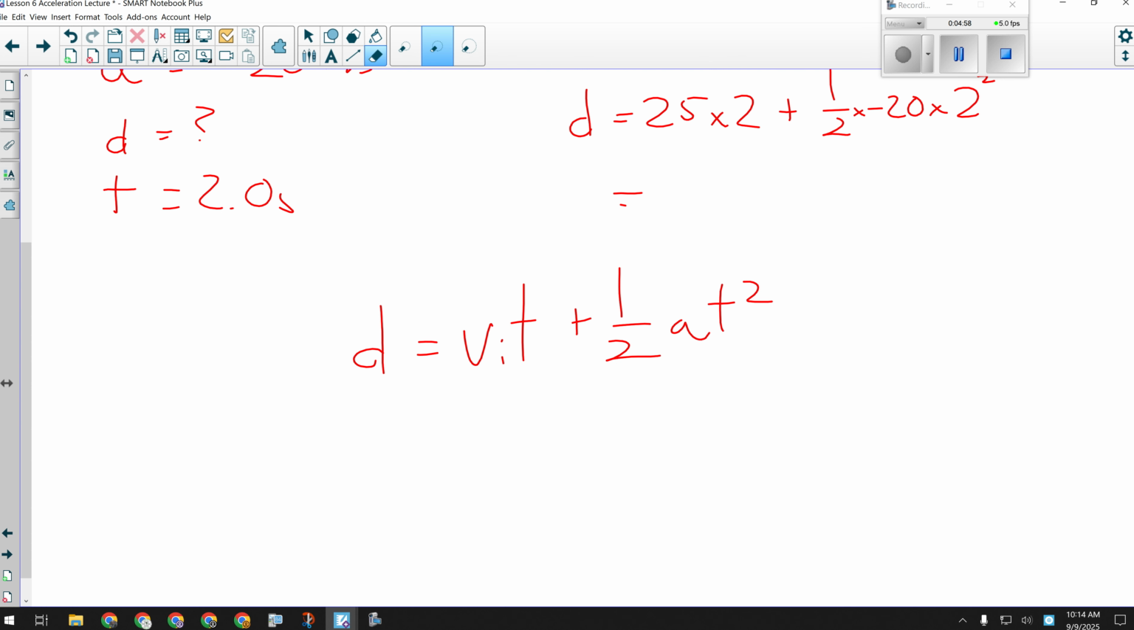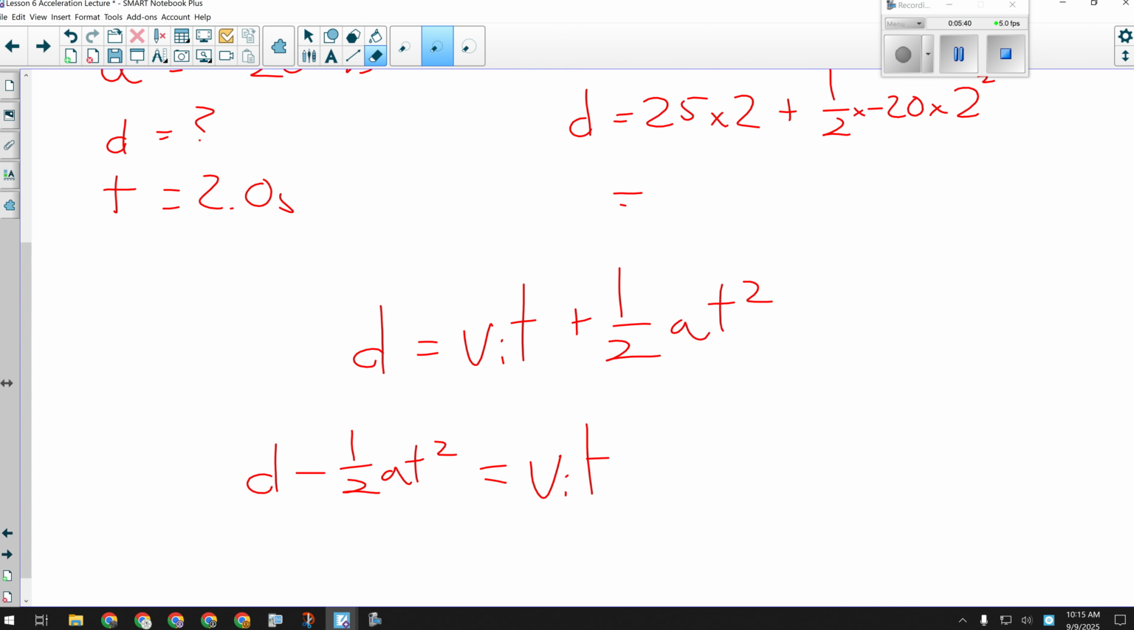solve for VI. What should I move first? The 1/2 and the acceleration and time. Yeah, I can move that whole thing over at once. Would you agree? I can subtract 1/2 AT squared over to the other side because I would know what that number is. Order of operations says I would do this whole thing before I add it to this. So I can subtract that over. That'll be my first step. D minus 1/2 AT squared equals VI times T. All right, how do I get VI by itself?